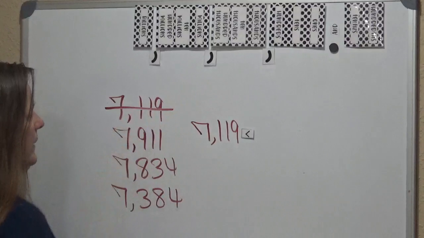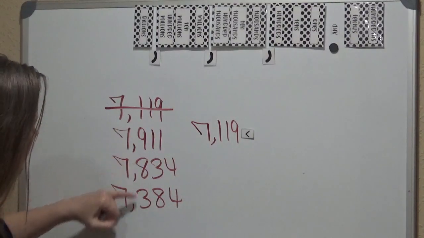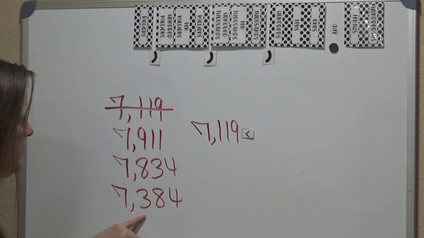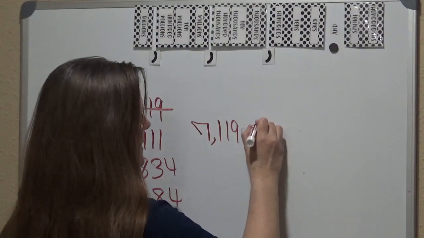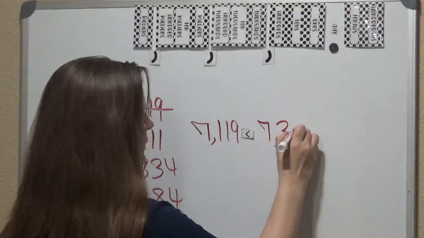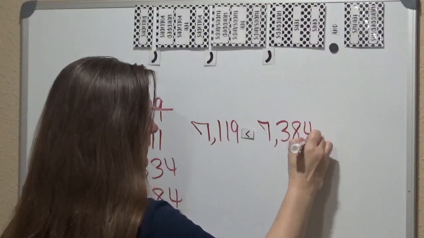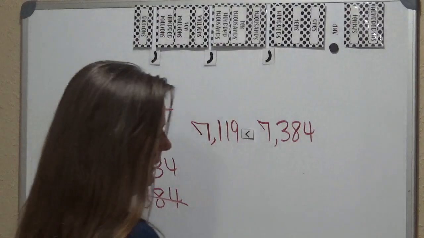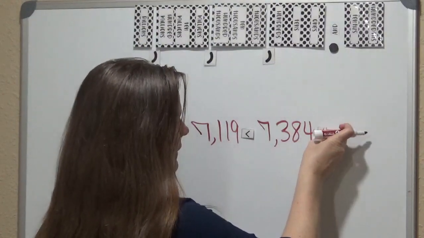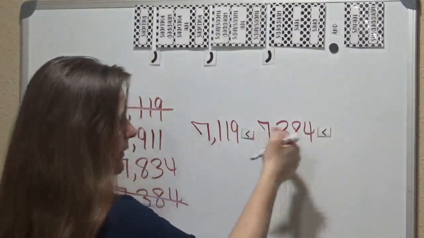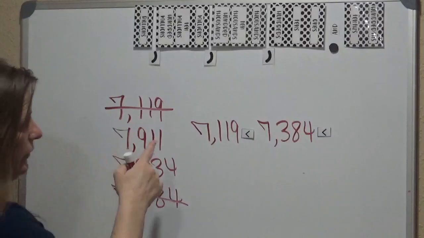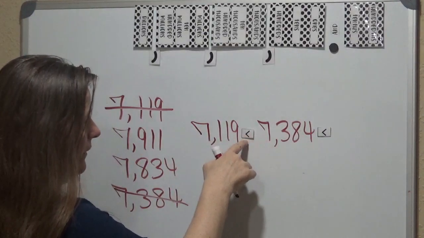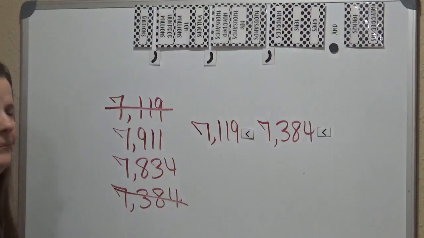So we got that one, we can cross it out. Then we look for the next one. Is it going to be 900, 800, or 300? It's going to be 300. So 7,384. Cross that one out. And then this is going to point towards the lesser amount, because this amount is less than that, but this amount is greater than that amount.